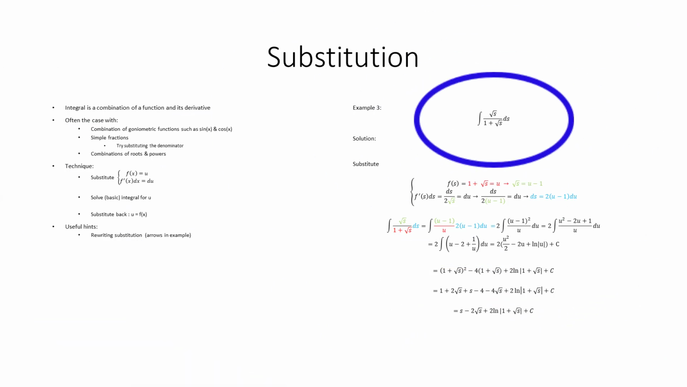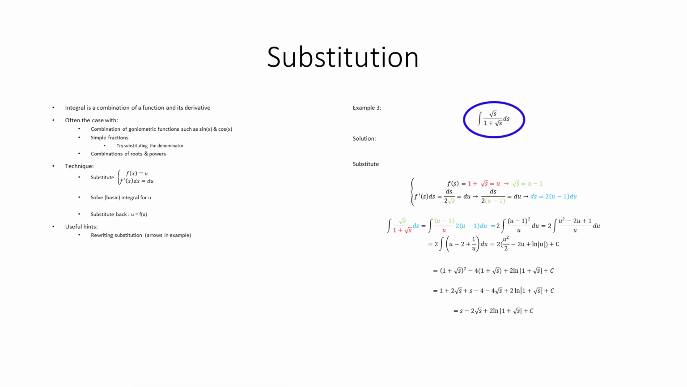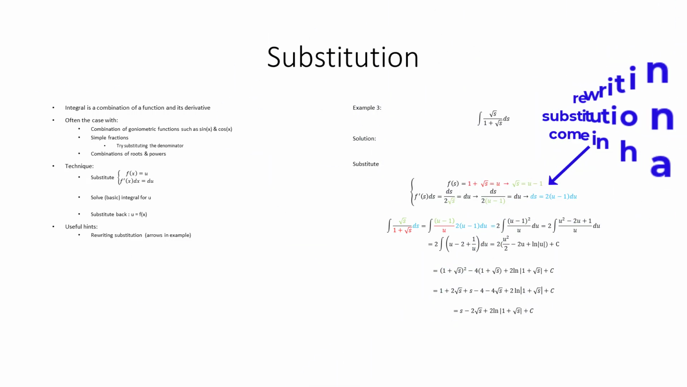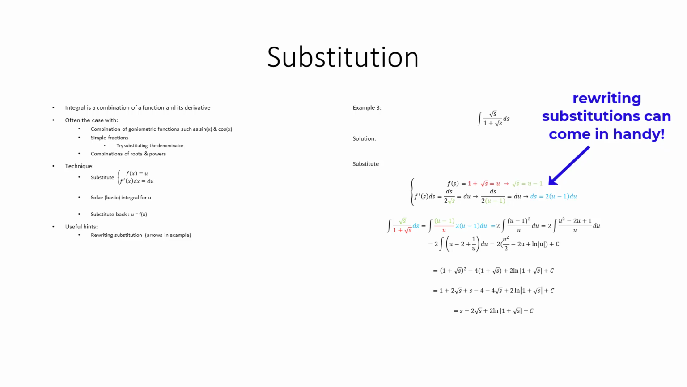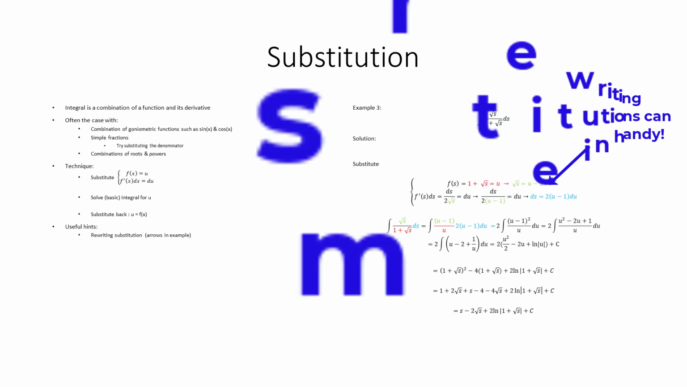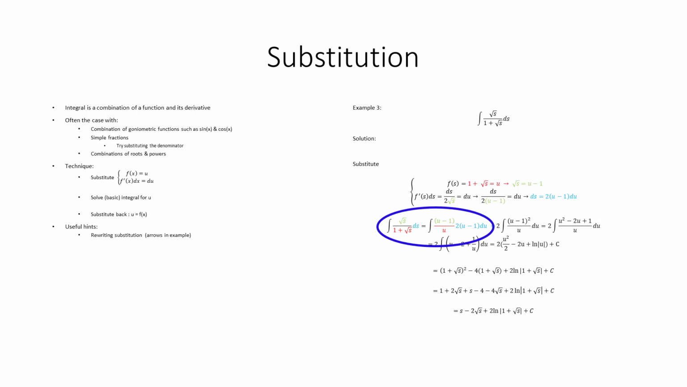Lastly, we explore example 3, which is also a fraction, but consisting of square root terms. Once again, it is best to choose the denominator as the function we wish to substitute, even though the derivative of it is no part of the numerator. However, and this is very important, it is possible to rewrite our substitutions. As we see, our first substitution formula is rewritten in green, and our second one in blue. Both these can then be used for replacing part of our initial integral more easily.